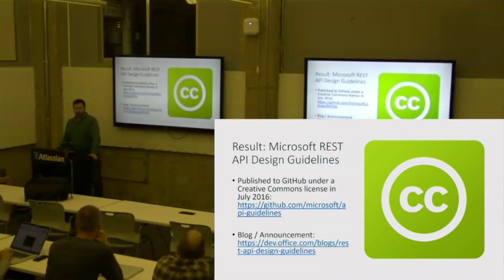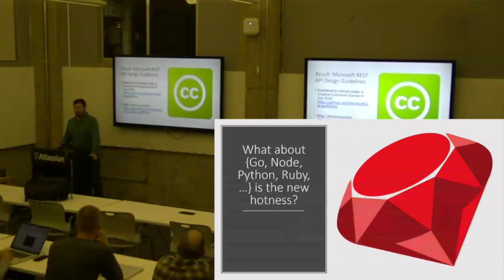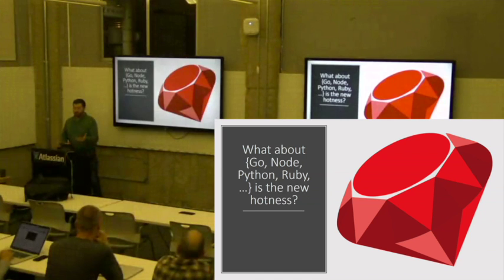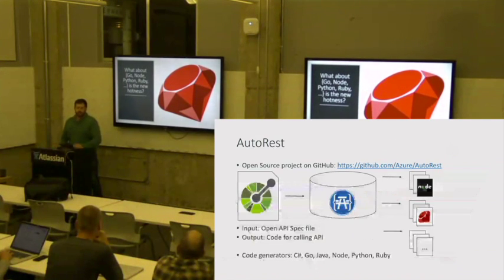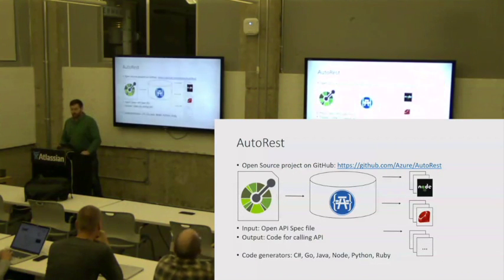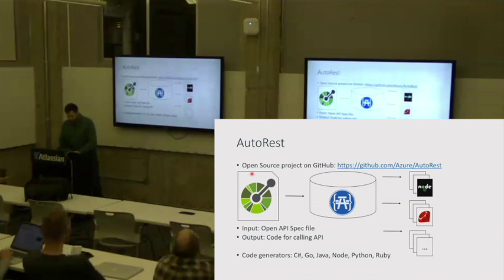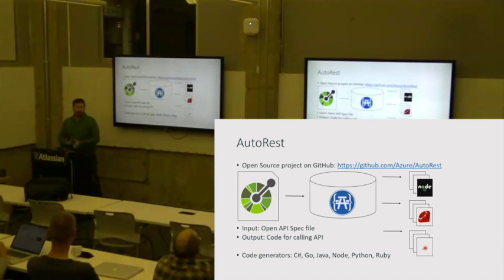So if you think back to those three things that I mentioned from customers, I didn't talk about, hey, Go or Node or Python or Ruby is the new hotness. And that's where, to some extent, we have a project called AutoREST that comes in. AutoREST takes an OAS file and generates code in Node or in Ruby, and today we do C#, Go, Java, Node, Python, and Ruby as outputs from an OAS file.